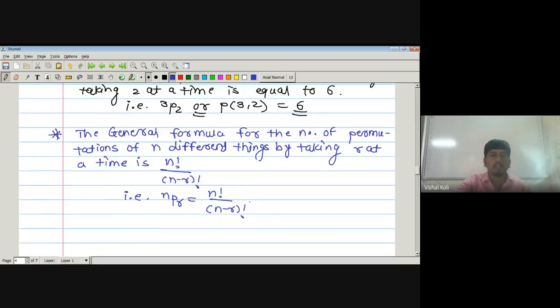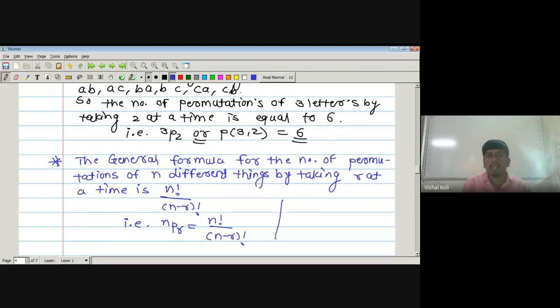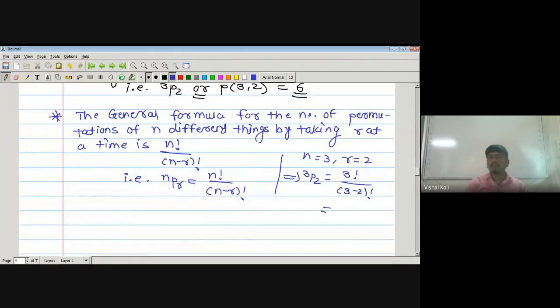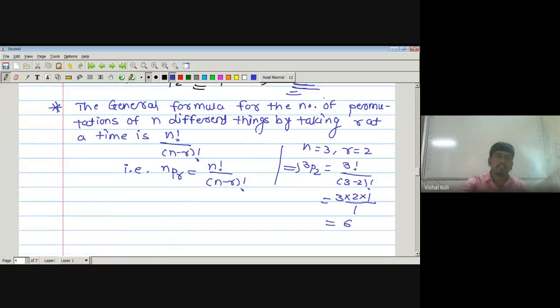If we use this formula in the above example, here n equals 3 and r equals 2, which implies 3P2 is equal to 3 factorial divided by (3 minus 2) factorial. 3 factorial can be written as 3 into 2 into 1, and 3 minus 2 is nothing but 1, which is 1 factorial. 1 factorial is nothing but 1. That is, 3 into 2 will be 6, the required result.